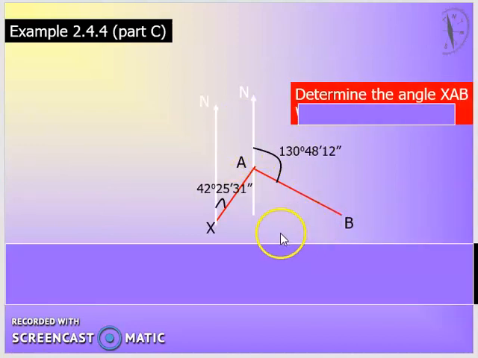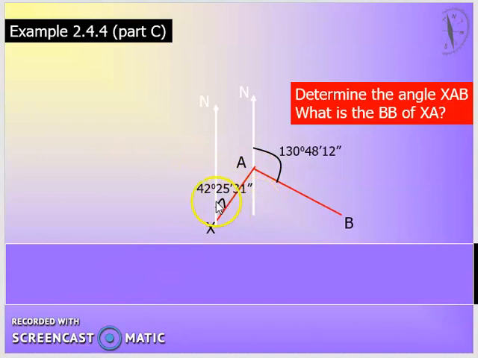So for this particular case, the whole circle bearing of the line XA is equal to 42 degrees, 25 minutes and 31 seconds. That means this angle here. The whole circle bearing of the line AB is 130 degrees, 48 minutes and 12 seconds. So given these two pieces of information, you can find out the interior angle XAB. That means XAB, this particular interior angle here, this angle. So how to do it?